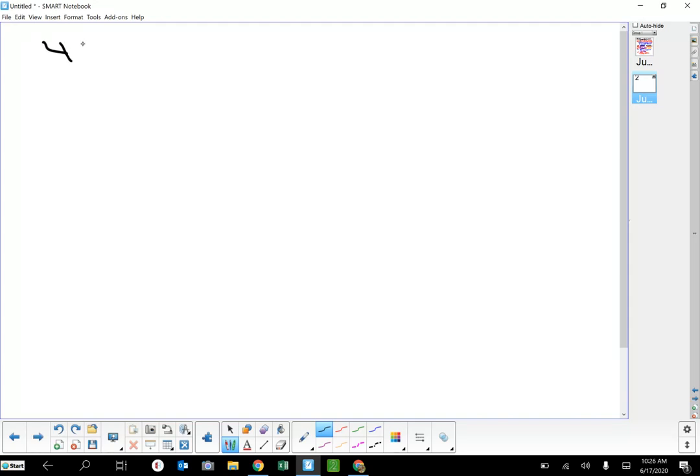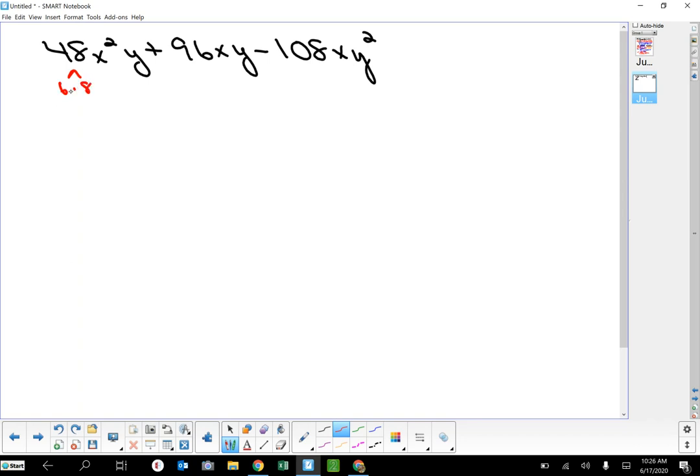So this one is 48x squared y plus 96xy minus 108xy squared. All right, well, I don't know what the common factor is to 48, 96, and 108. So let's actually walk through this way. I'm going to factor the 48, and that is 6 times 8. 6 is 3 and 2. 8 is 4 and 2. And the 4 becomes another 2 and 2. So anything that's not prime essentially goes away, right? And then I have an x and a y.